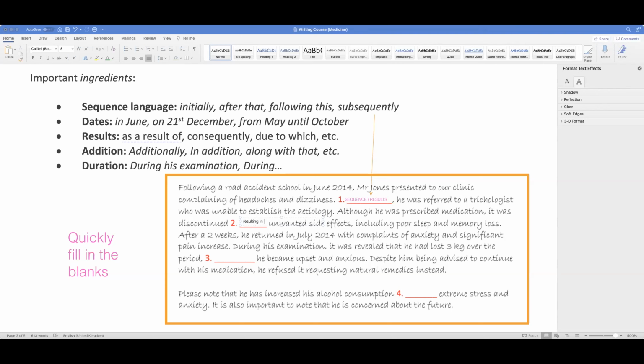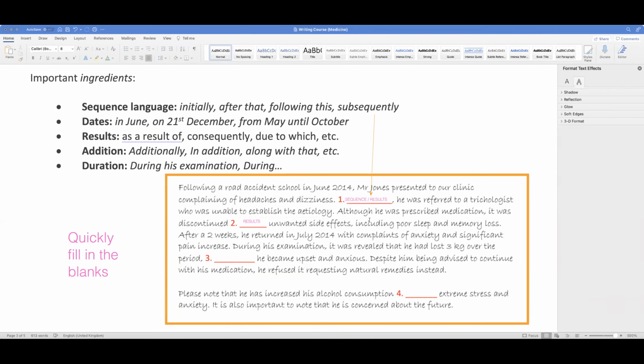Could you? No, you couldn't actually. Why not? Because "resulting in" is different. It changes the meaning. This is why results language is hard. We'll talk more about that later. Results goes in here. So what's the difference between sequence and results?